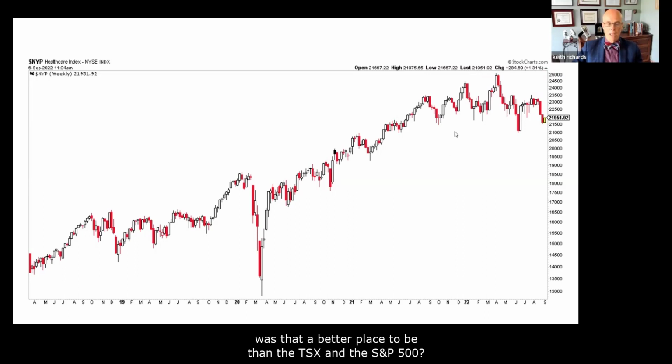So was that a better place to be than the TSX and the S&P 500? Absolutely. It's still been a low beta play. Low beta doesn't mean no risk. It just means it moves less than the market, and that's up or down. So it's definitely moved less than the stock market to the downside. So I still think that healthcare is a decent place to be if you want low beta stocks.